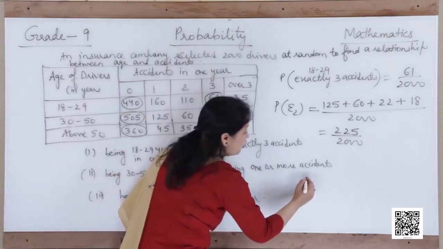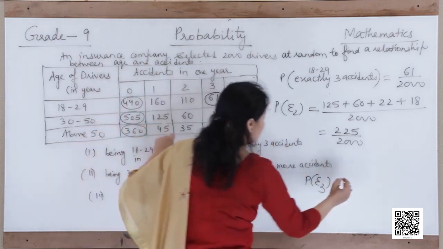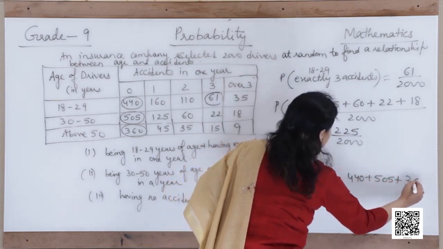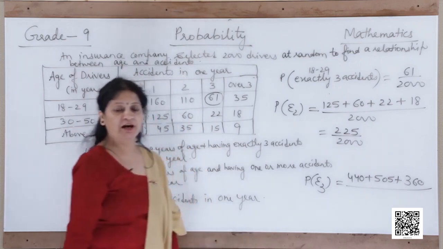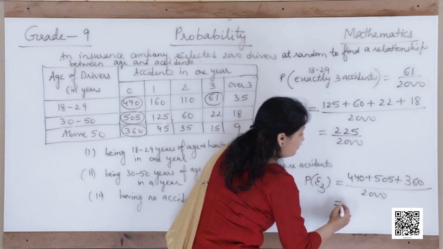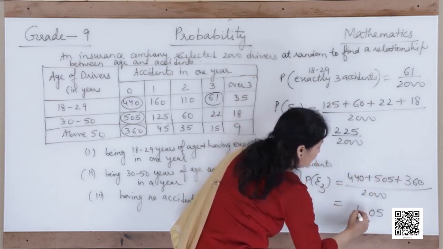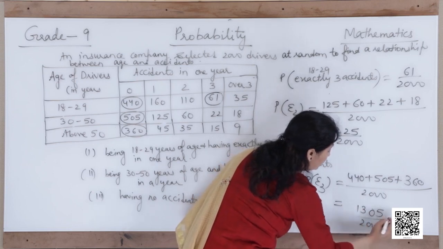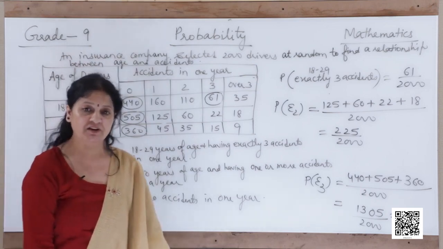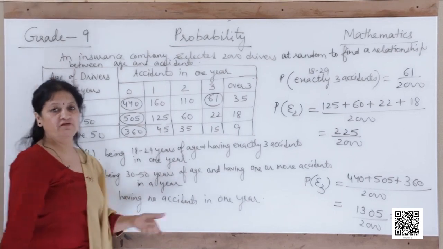So the probability of the third event, that means no accident, is 440 plus 505 plus 360, divided by the total, and the total is 2000. 440 plus 505 plus 360 is 1305 by 2000. So your answer is 1305 divided by 2000. I hope this one is clear to everyone.